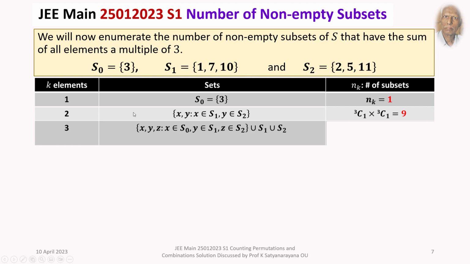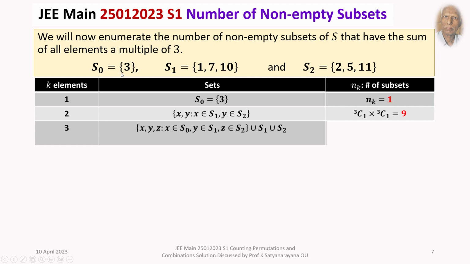And now k is 3 elements. How many subsets are there having 3 elements, whose elements when added are a multiple of 3? So the set of subsets x, y, z. X belongs to S0, which is a 3. Y belongs to S1, one of them. Z belongs to S2, one of them. So 1 of S1, 1 of S2 is a multiple of 3. And an element of S0 is again a multiple of 3.